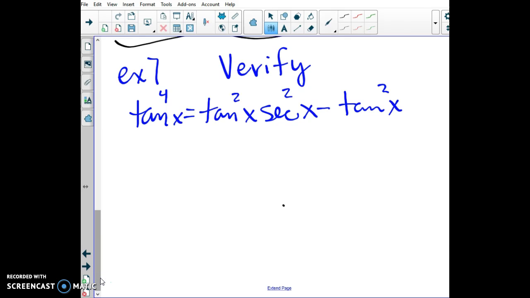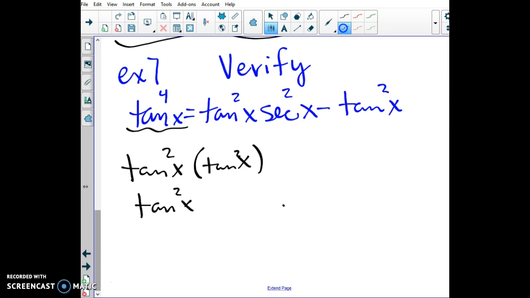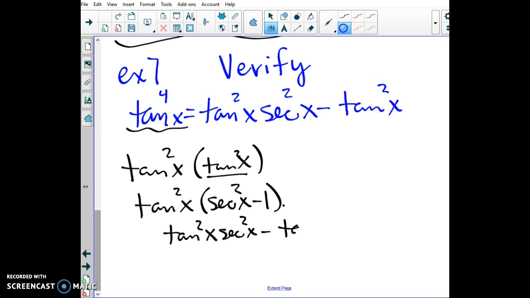So this time we're going to start on the left side. We're going to take our expression tangent to the fourth. We're going to rename it tangent squared x times tangent squared x. And we're going to rename tangent squared x, this second one, by its Pythagorean identity, which is secant squared x minus 1. And then we can go ahead and distribute tangent squared x secant squared x minus tangent squared x.